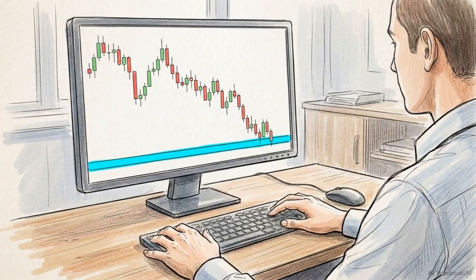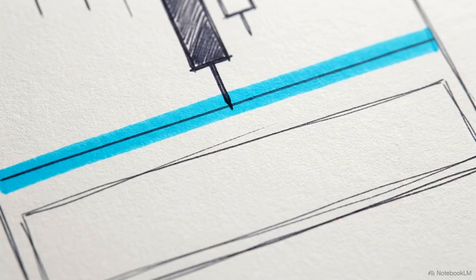Step 2 is the arrive phase. This requires patience. You wait as the price organically retraces back down toward your mapped genesis block. Do not place a blind limit order. The macro block acts as a loaded spring, but without a real-time trigger, price may slice right through.